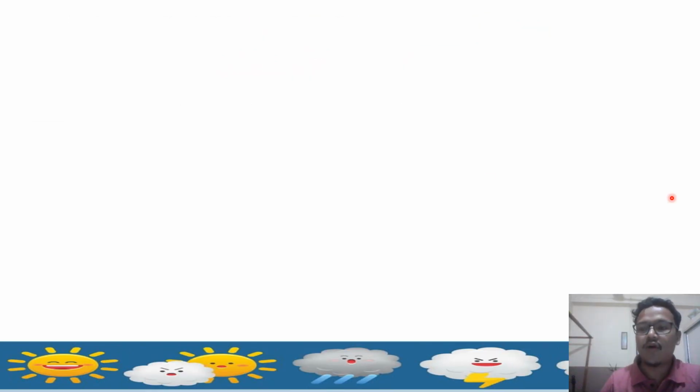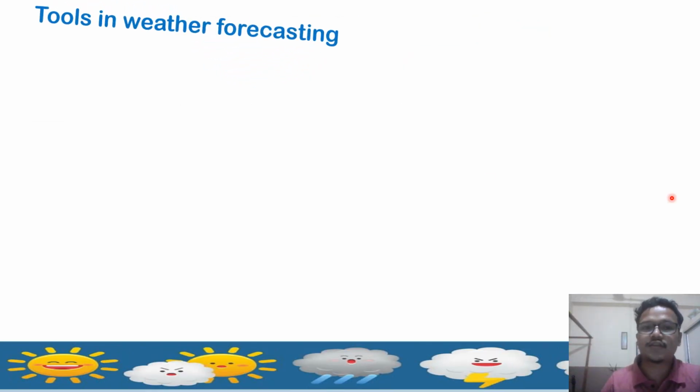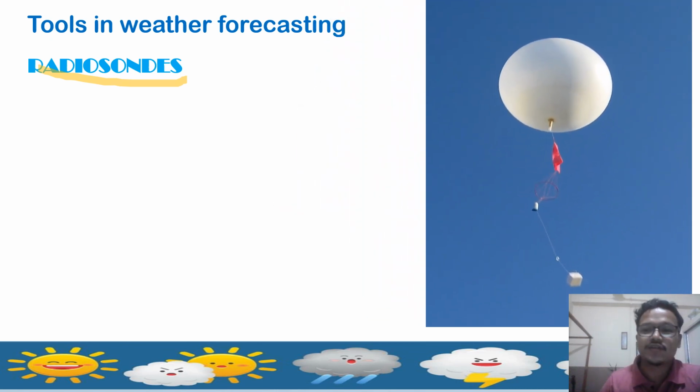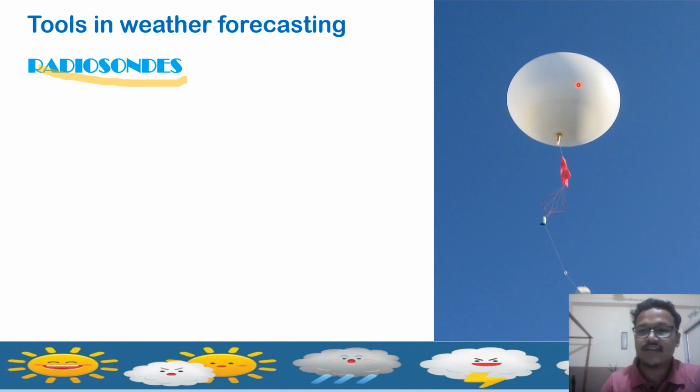Next, we move on to the next topic, that is the tools in weather forecasting. What are the tools we use in weather forecasting? The first tool we use is the radiosonde. I don't know how it is pronounced. You let me know in the comment section below. So this is the radiosonde.